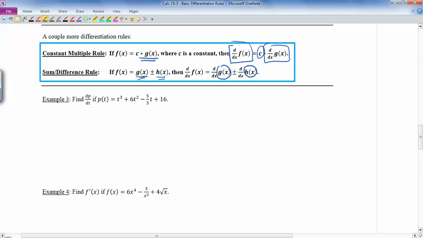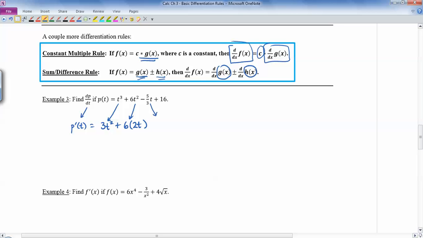But here's p of t right here in example 3, and we're supposed to find dp dt. And remember, this is the same thing as p prime of t. So p prime of t, well, it's a sum of a bunch of mini functions, essentially. It's the sum of this function plus that function plus this function plus that function, or minus the 5/3 t. So really all I have to do is take the derivative of each one. So the derivative of t cubed, using the power rule, is 3t squared. And then the derivative of 6t squared, well, it's a constant times t squared, and the derivative of t squared is 2t to the first, so 2t.